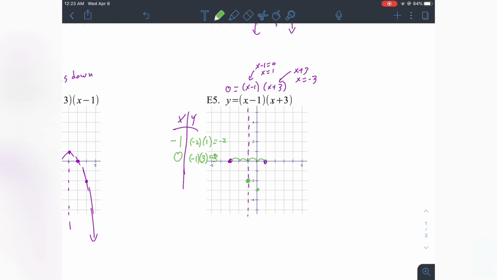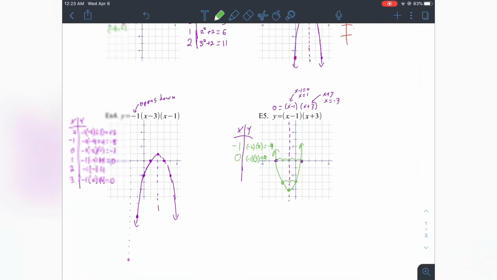What did I say negative 1 was? Negative 1 minus 1 is negative 2. Negative 1 plus 3 is positive 2. Negative 2 times positive 2 is negative 4. I goofed that one up. At negative 1, I get negative 4. So that's the middle. So if this is 1 away, there's got to be a point 1 away over there because both sides are the same. So there is my parabola.